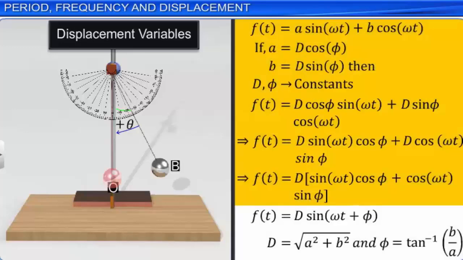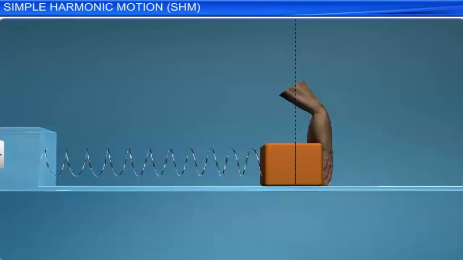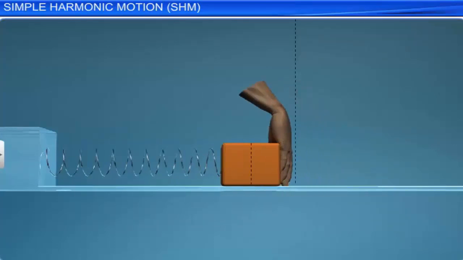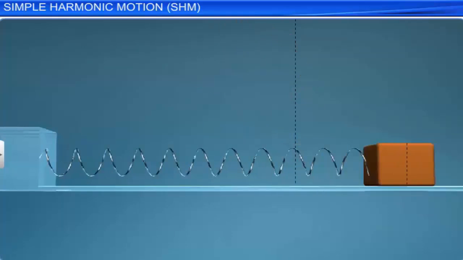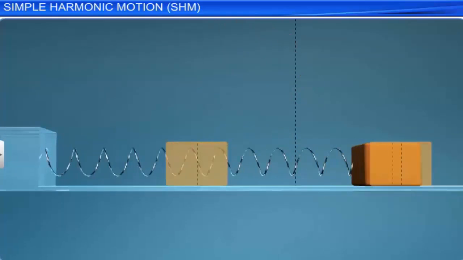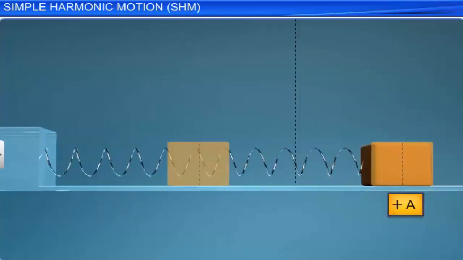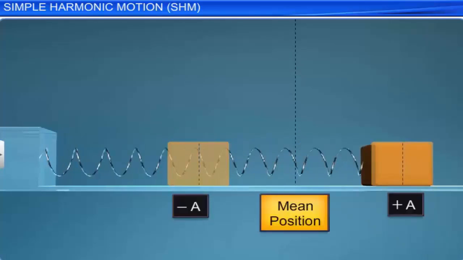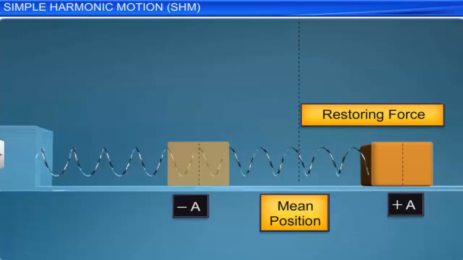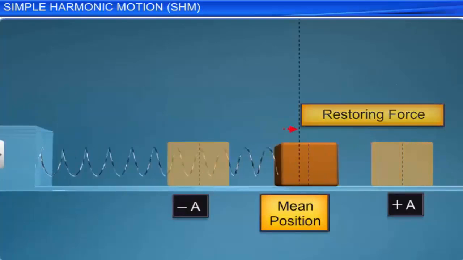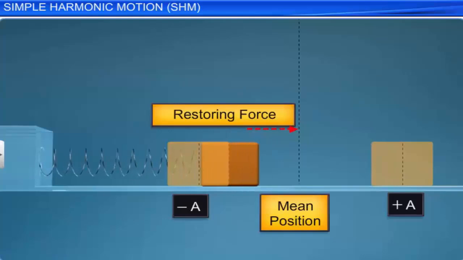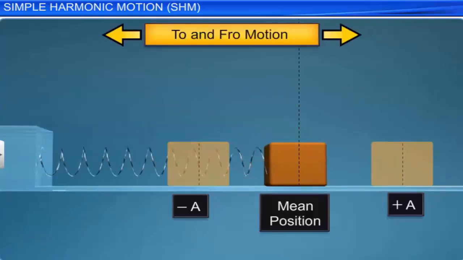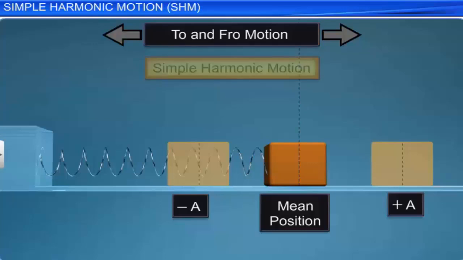Consider a body attached to a spring. When the spring is compressed and released, the body attached to it oscillates back and forth between the two extreme points, marked as plus A and minus A. As the body moves away from its mean position, it experiences a restoring force, which attempts to bring it back to the mean position. This to and fro motion being executed by the body is called simple harmonic motion.